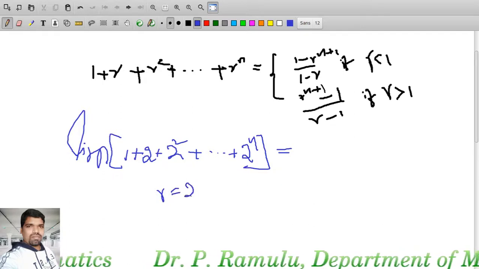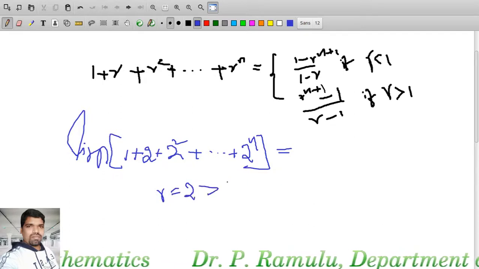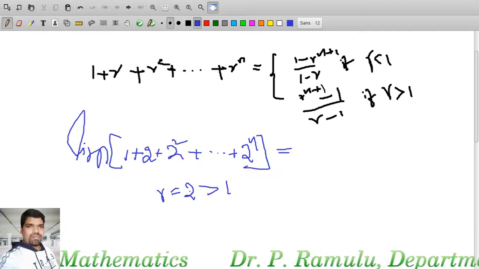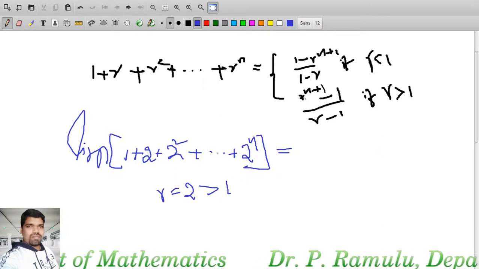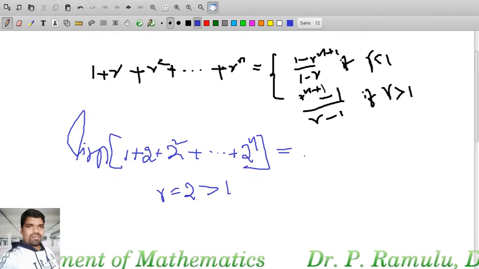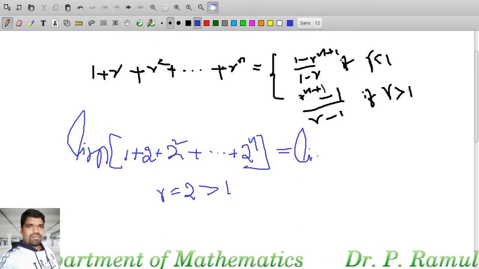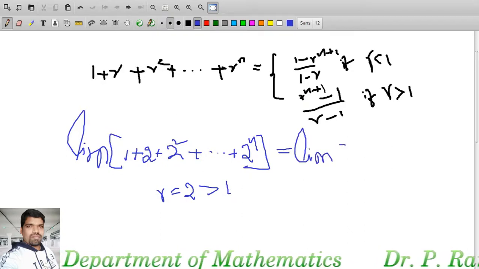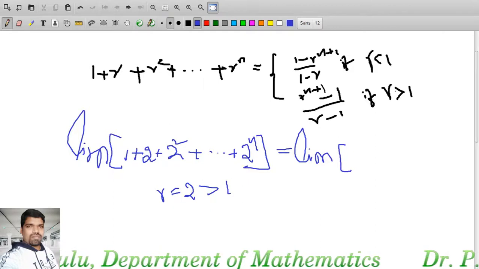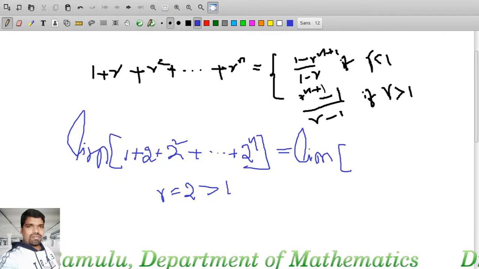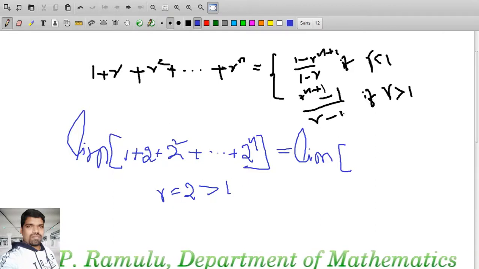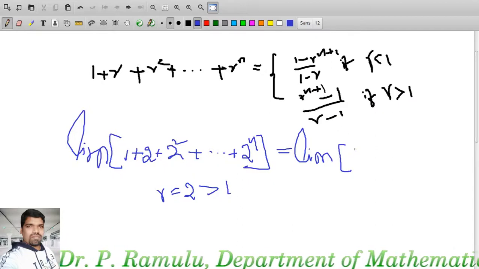R equal to 2, which is greater than 1. What happened here? I am substituting r equal to 2 in place of r, so that equals the limit of, if r is greater than 1, the formula is (r power of n plus 1 minus 1) by (r minus 1). R equal to 2, then what happened here?